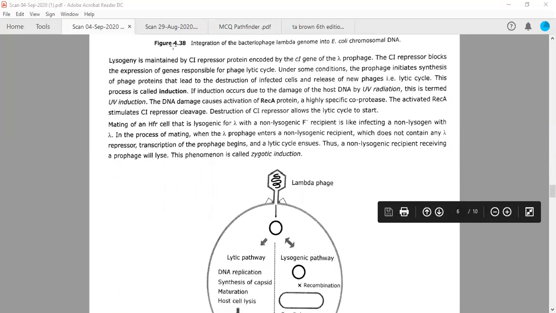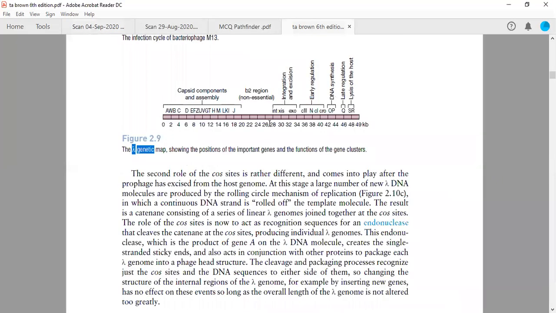As I showed you the structure of this particular virus, this is the lambda phage genome. It has early regulation genes. It also has cI. cI encodes a lambda repressor, which will repress the lytic cycle. There are five important genes which are responsible for early regulation, cI and cI pro, cII. Out of which cI will be given here.